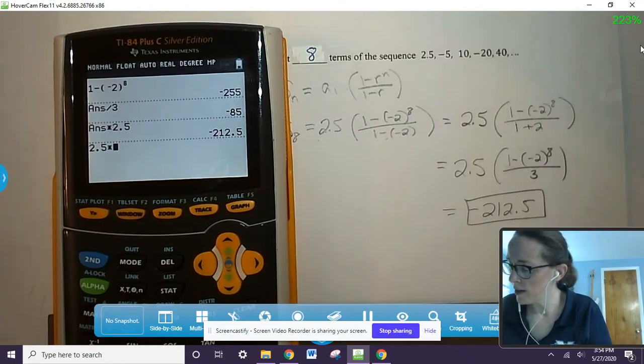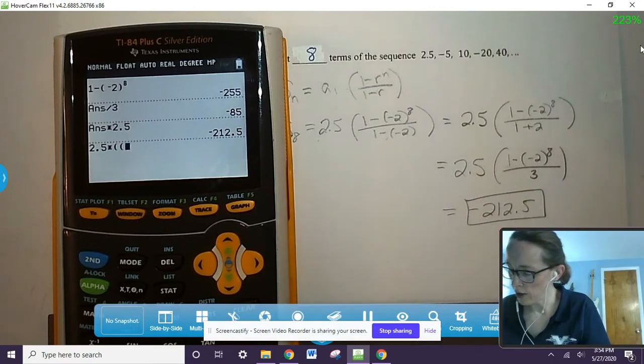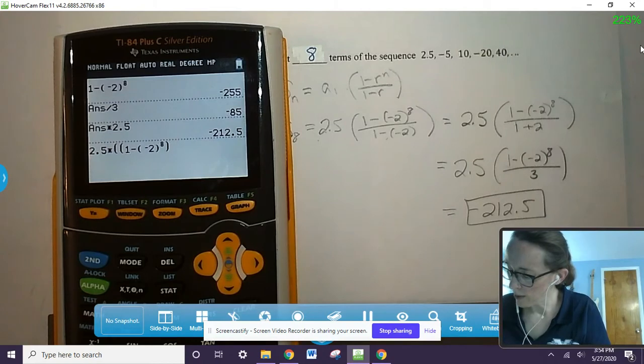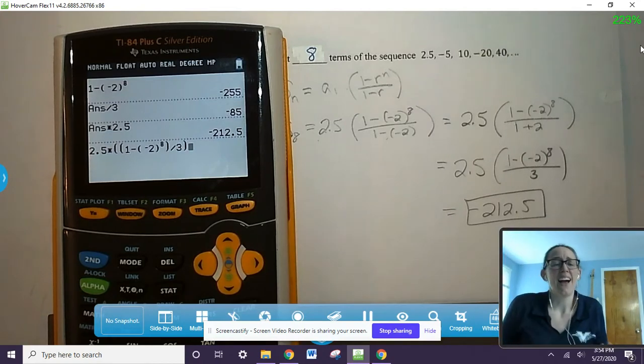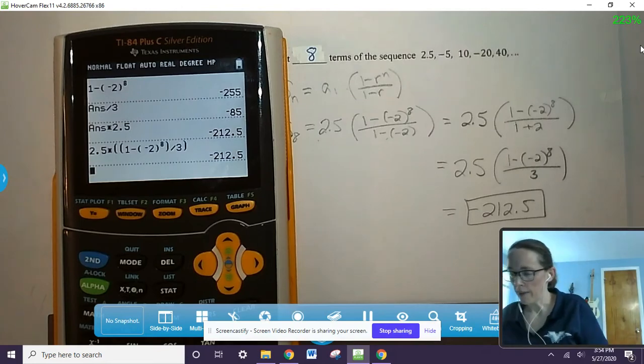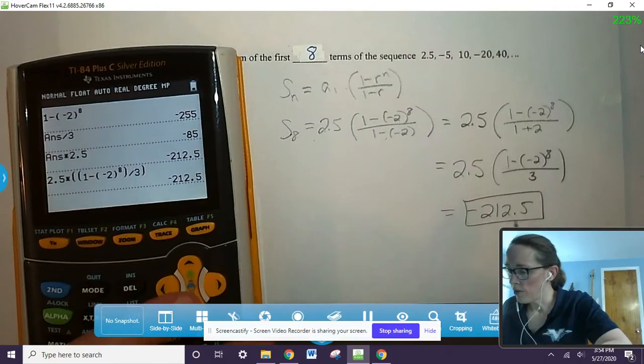If you want to put this entire thing in your calculator at once, you'll have to have these parentheses, but then you also need parentheses around the numerator. And I just think that's pretty hard to keep track of, because once you're finished with the numerator, you'll have to close that first set, then divide by 3, and then you have another parentheses. I think that's a lot of work. Same answer.